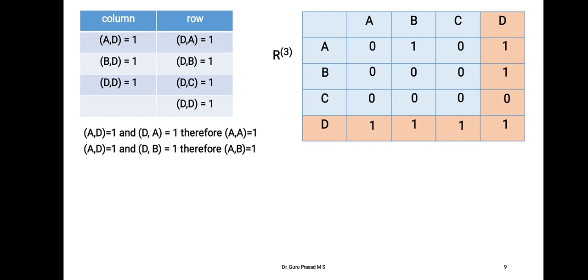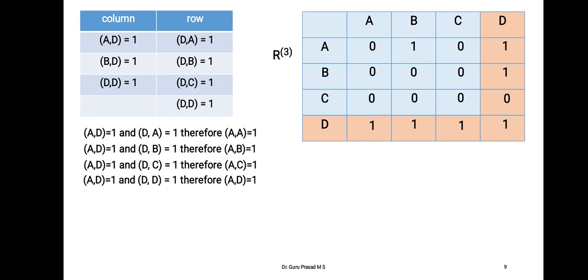A comma D equal to 1 and D comma B equal to 1, therefore AB equal to 1. AD equal to 1 and DC equal to 1, therefore AC equal to 1. Okay, first column, you have to select the value from the column 1 and check it with the row values. Next, AD equal to 1 and DD equal to 1, therefore AD equal to 1.